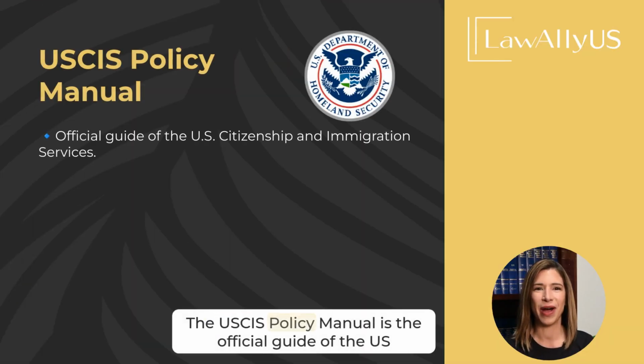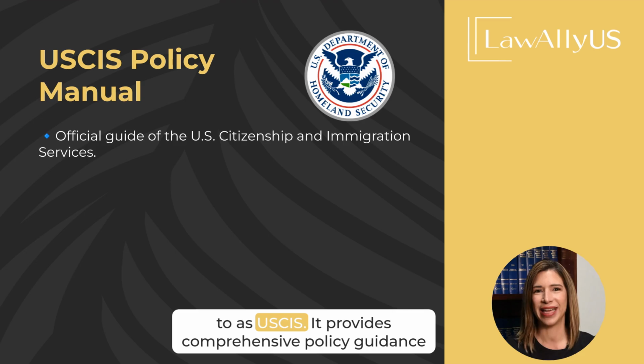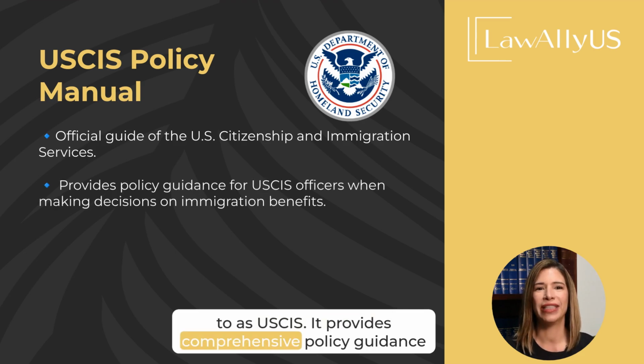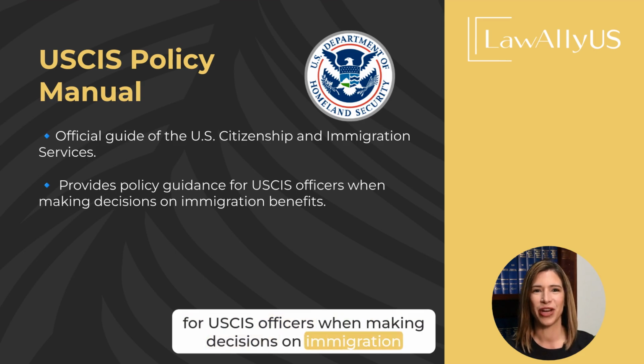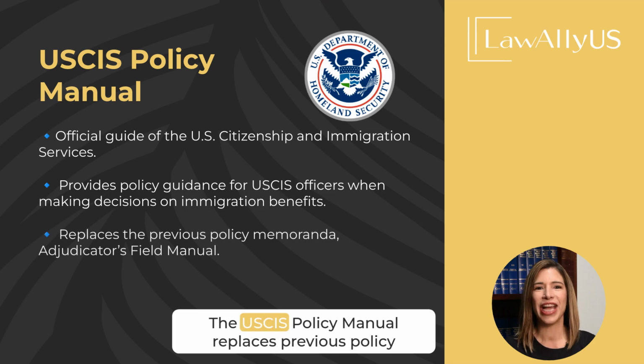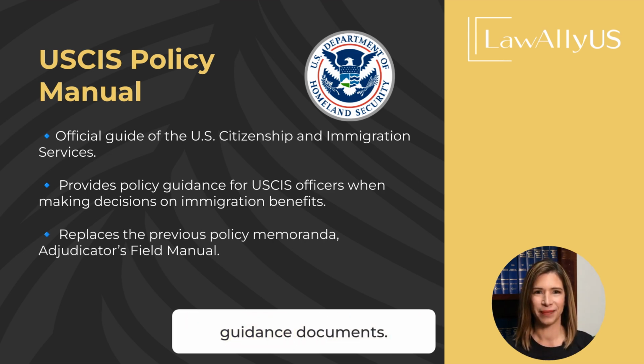The USCIS Policy Manual is the official guide of the U.S. Citizenship and Immigration Services, which is usually referred to as USCIS. It provides comprehensive policy guidance for USCIS officers when making decisions on immigration benefits. The USCIS Policy Manual replaces previous policy memoranda, the Adjudicator's Field Manual, and other guidance documents.